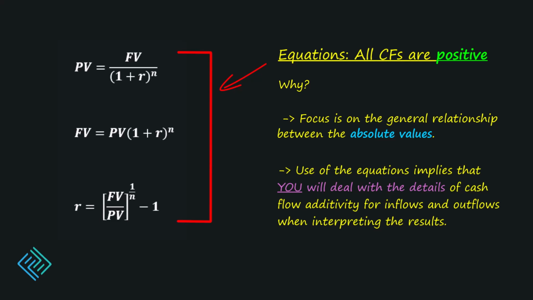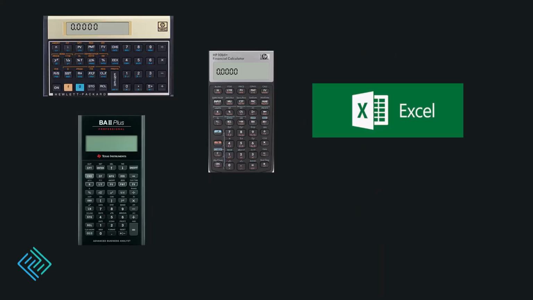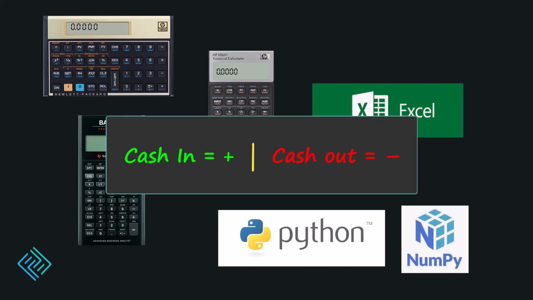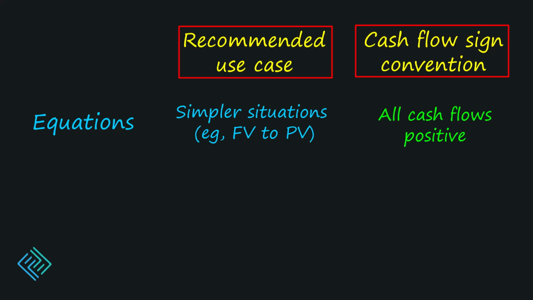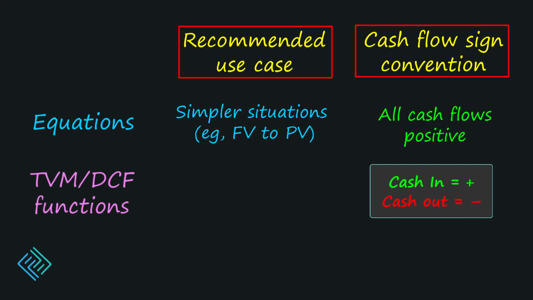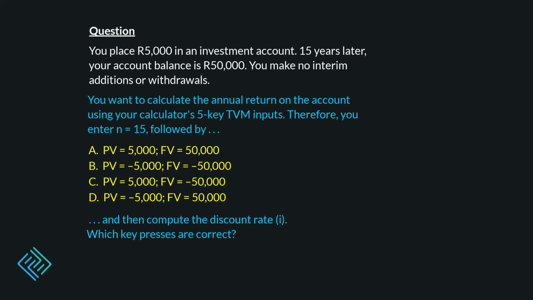In contrast, the calculators, spreadsheets, and programming language functions enforce cash flow signs on you so that you avoid errors and inconsistencies. This means that the equations are at their best when dealing with simpler situations, such as transforming a single future value into a present value. Calculators and other machine-based methods might force you to think about cash flow direction, but they are very useful for more complex timelines. The final issue for this video takes us back to the question at the start.